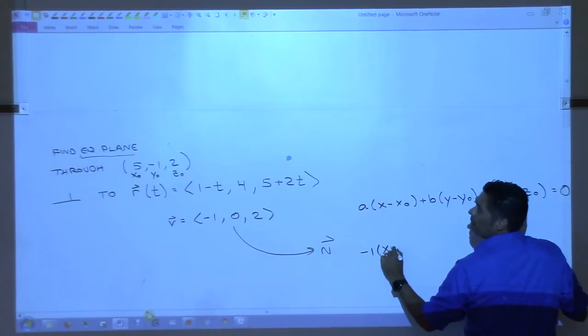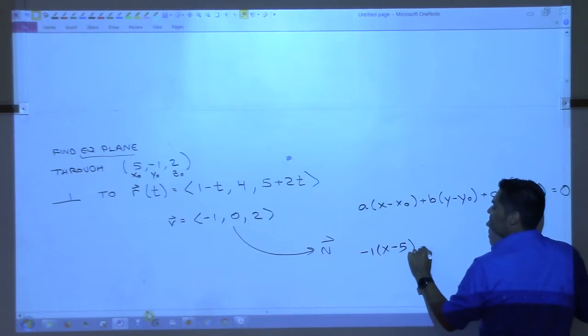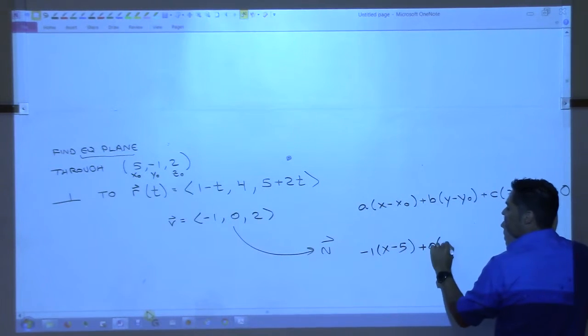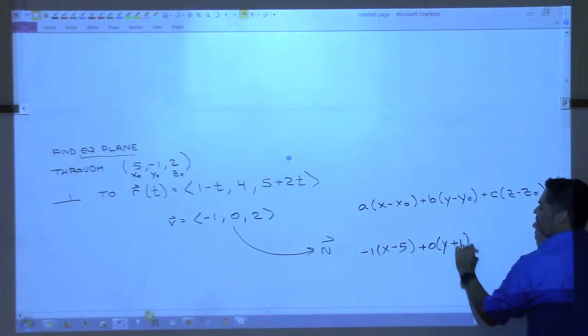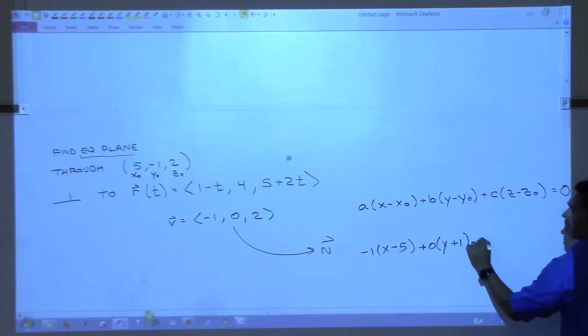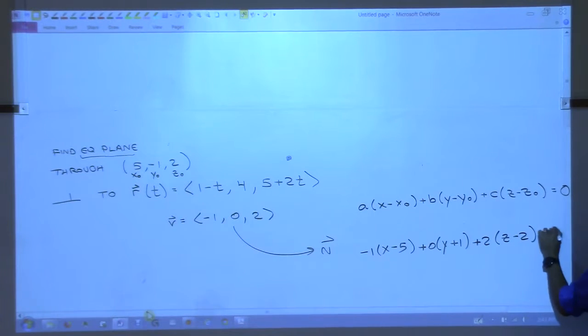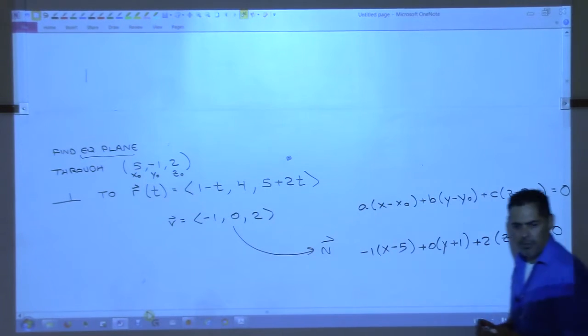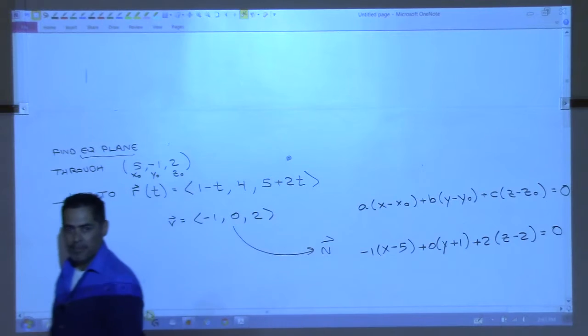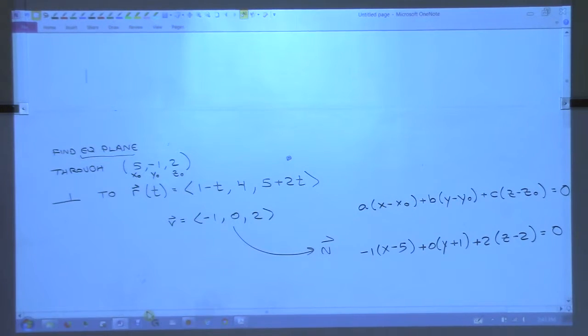-1 times x minus 5, plus, I'll put 0, it's not going to matter, y plus 1, and then plus 2 times z minus 2 equals 0. And then you can just clean it up, distribute, and that's the equation of your plane. All right?